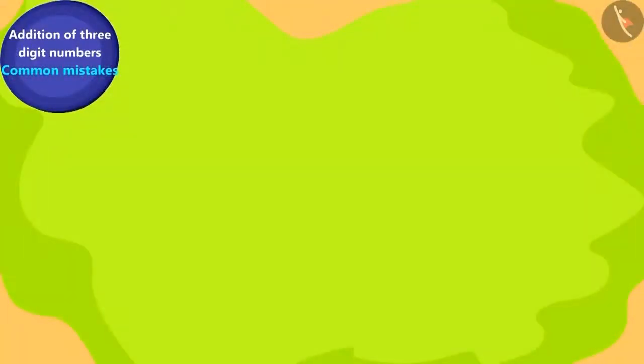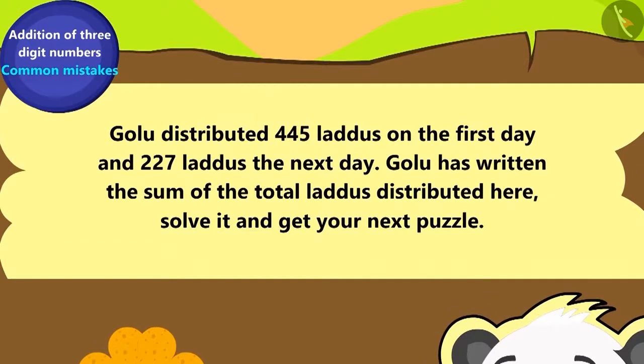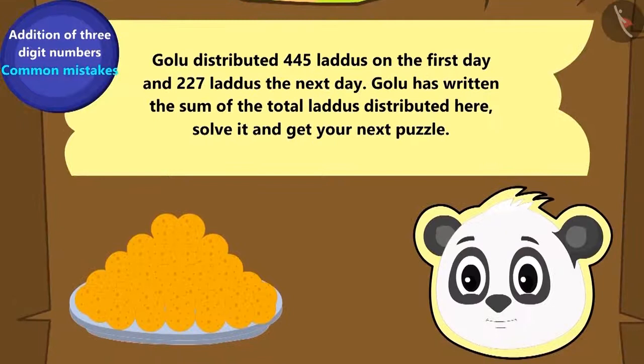Here is Bablu's first puzzle. Golu distributed 445 laddus to his friends on the first day and 227 laddus the next day. Golu has written the sum of the total laddus distributed here. Solve it and get your next puzzle.